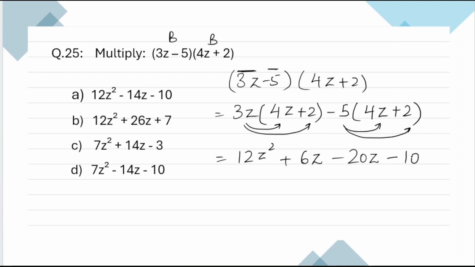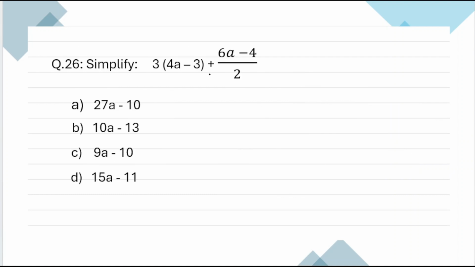Is this our answer? No. We need to solve it further because I can see the like terms over here. Which are the like terms? These are the like terms. So, my answer would be 12z square. What is 6 minus 20? It's negative 14. So, negative 14z minus 10. So, where is the answer? Option A is our correct answer.